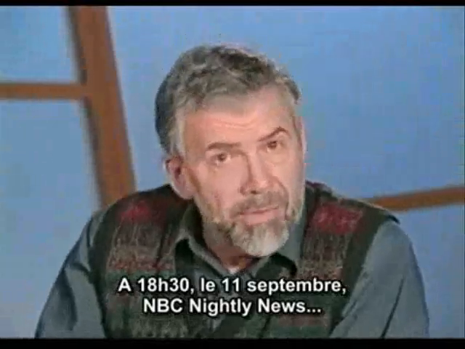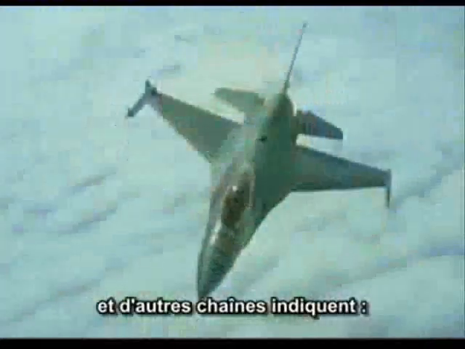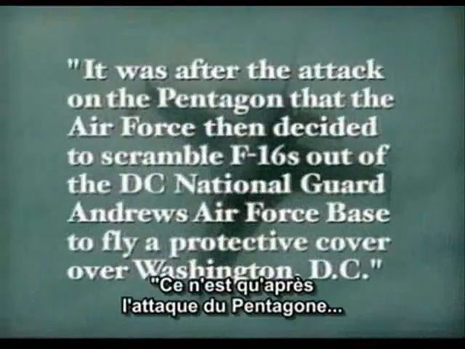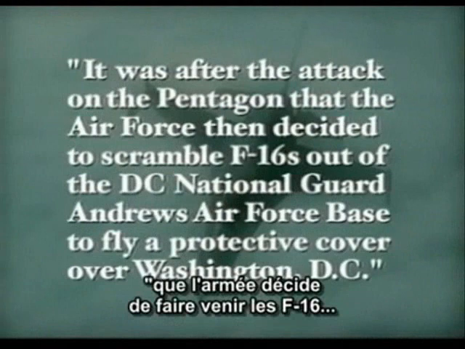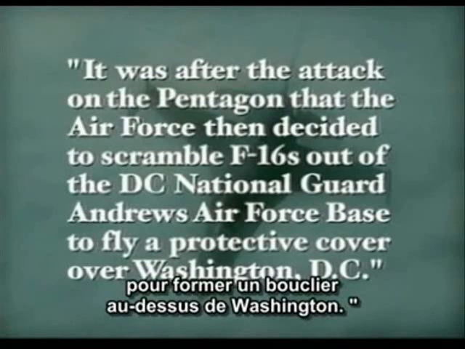Yet at 6:30 the evening of September 11th, NBC Nightly News, along with many outlets, reported, "It was after the attack on the Pentagon that the Air Force then decided to scramble F-16s out of the D.C. National Guard Andrews Air Force Base to fly a protective cover over Washington, D.C."